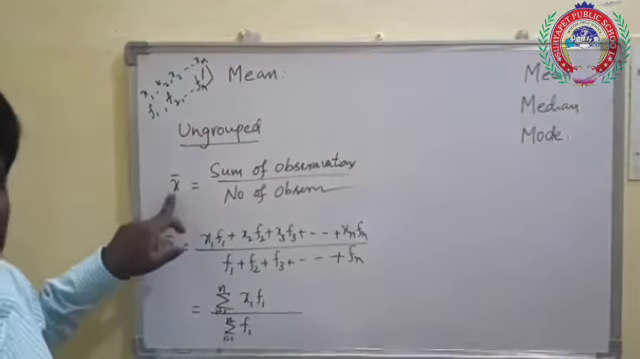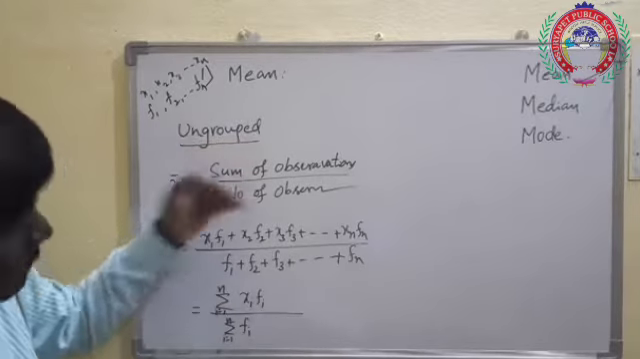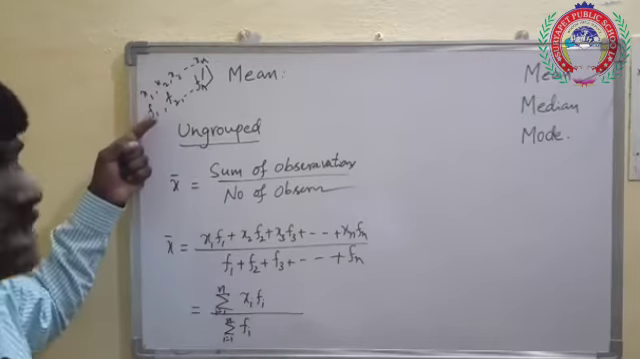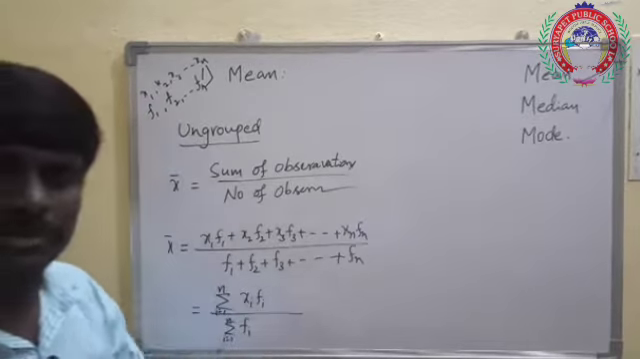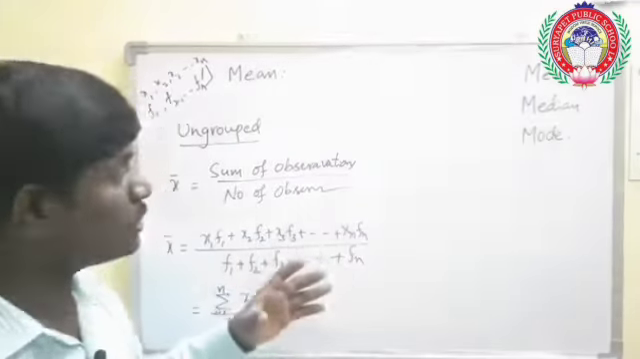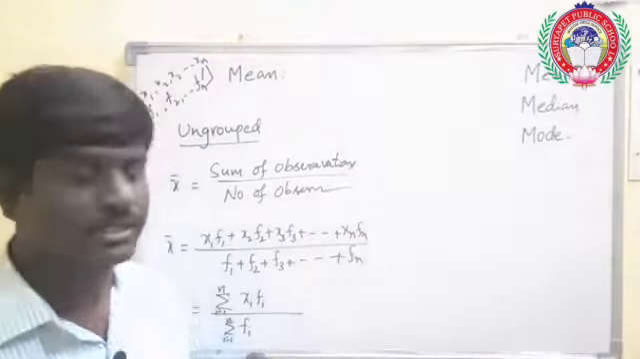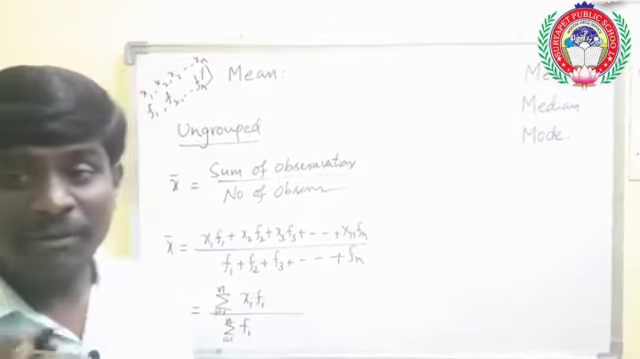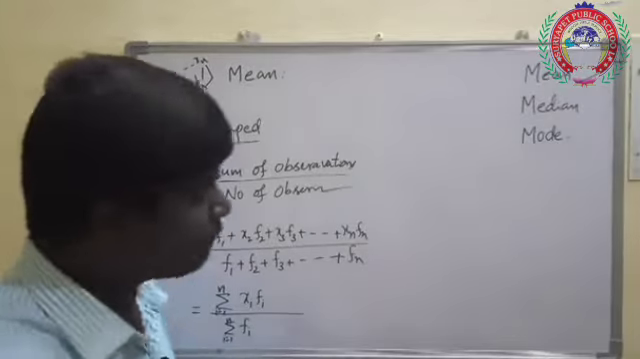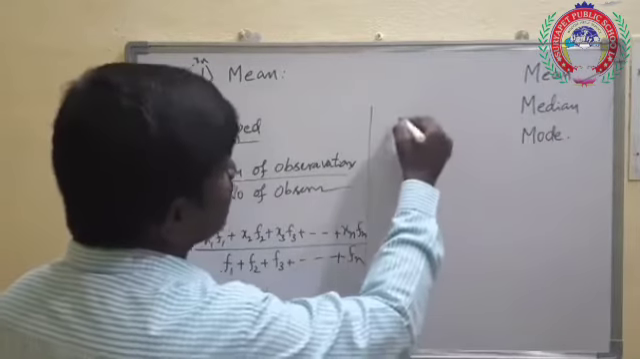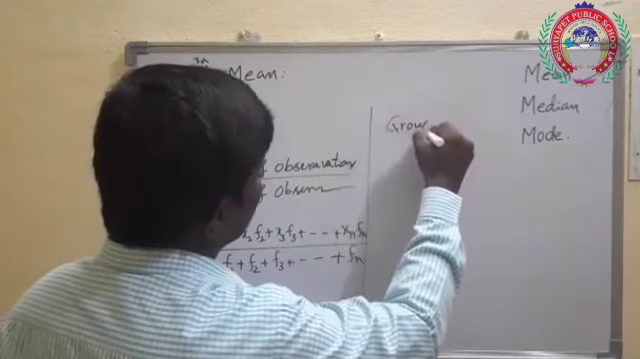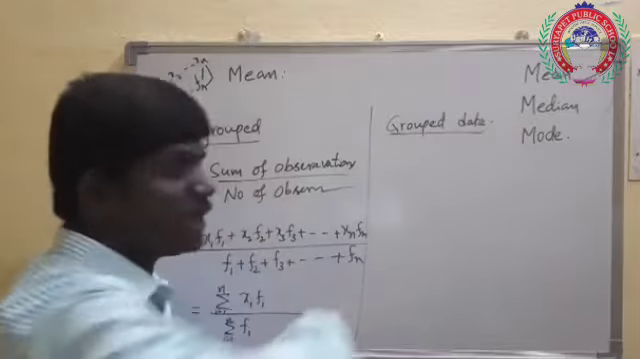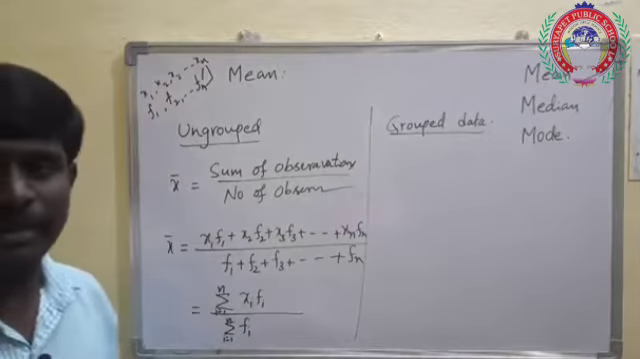Friends, the first one is sum of observations by number of observations. The second one is when, along with observations, their frequencies are given. What observations are and what frequencies are, all those things we discussed in earlier classes. So this is about ungrouped data. When it comes to grouped data, how can we find the mean of grouped data?